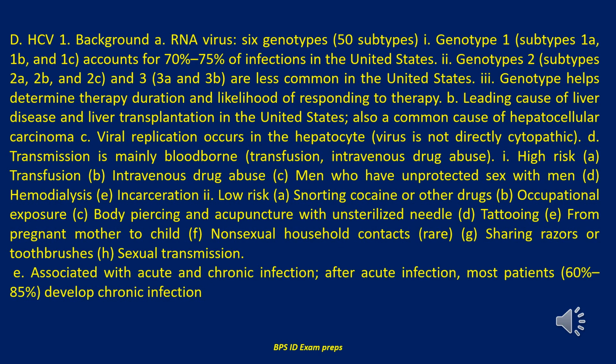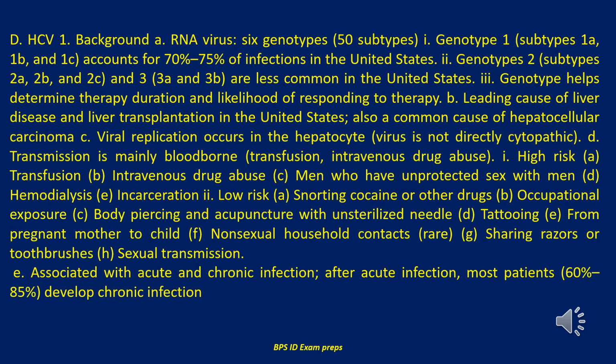The genotype helps determine therapy duration and likelihood of responding to therapy. B. It is the leading cause of liver disease and liver transplantation in the United States. It is also a common cause of hepatocellular carcinoma. C. Viral replication occurs in the hepatocyte.